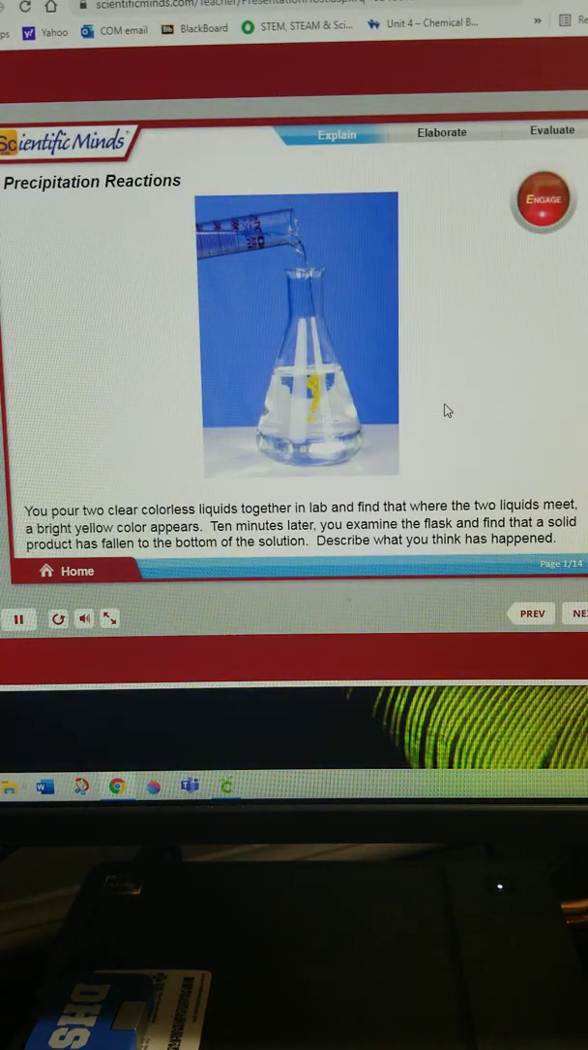You pour two clear colorless liquids together in lab and find that where the two liquids meet, a bright yellow color appears. 10 minutes later, you examine the flask and find that a solid product has fallen to the bottom of the solution. Describe what you think has happened.